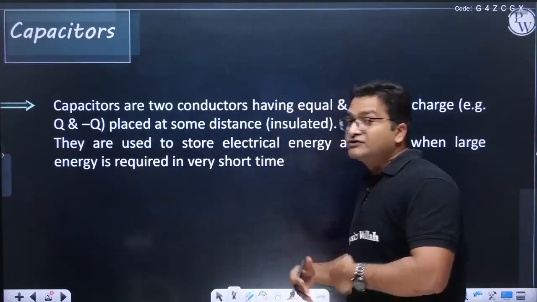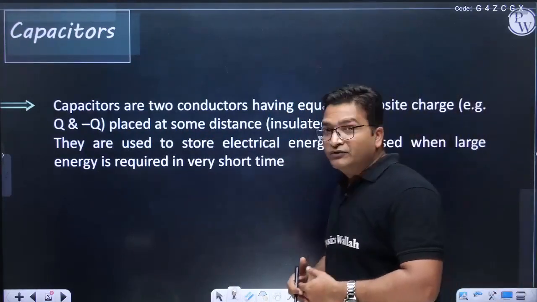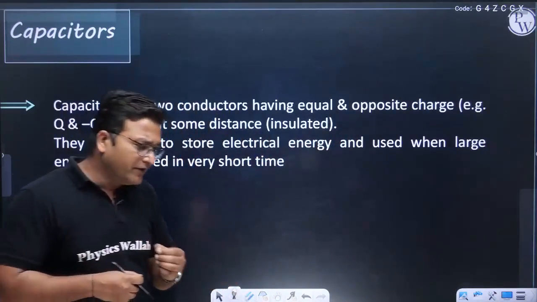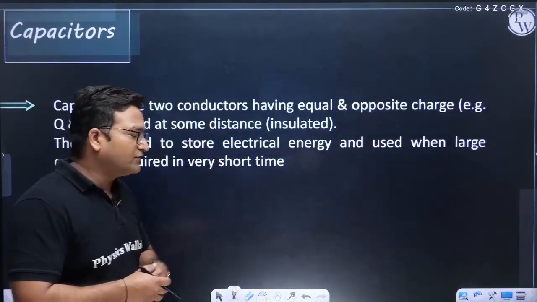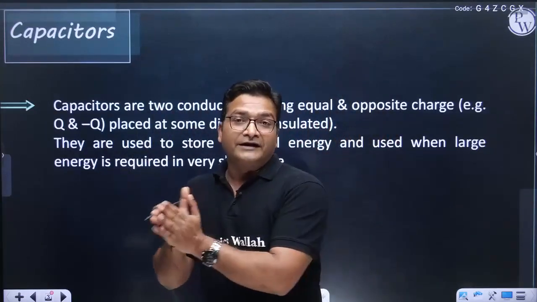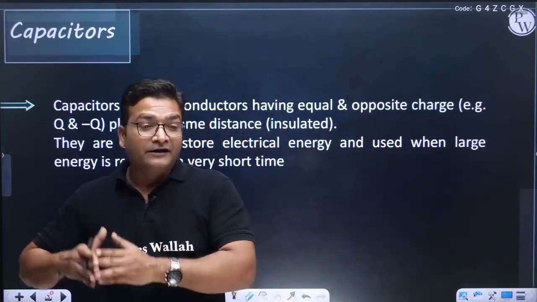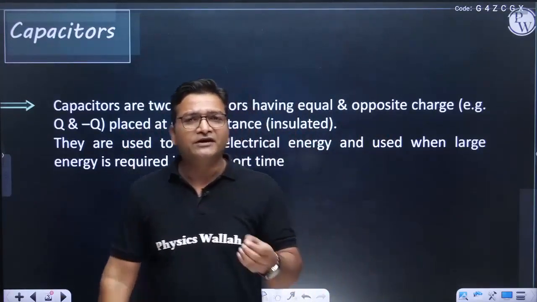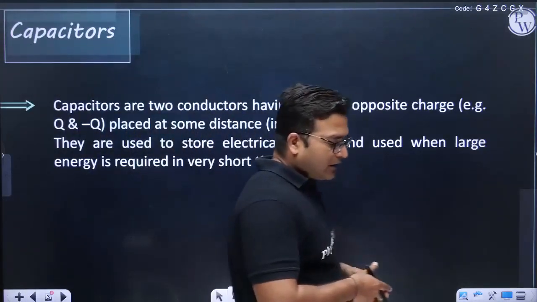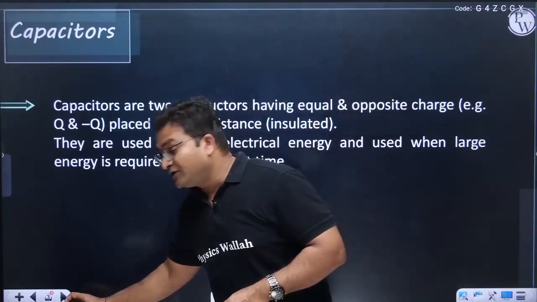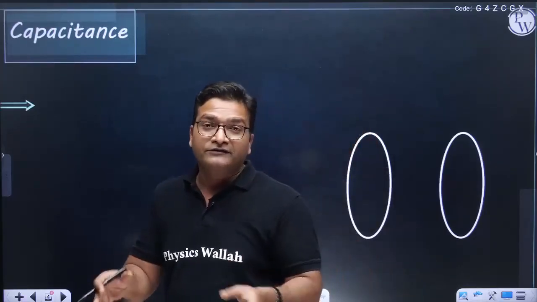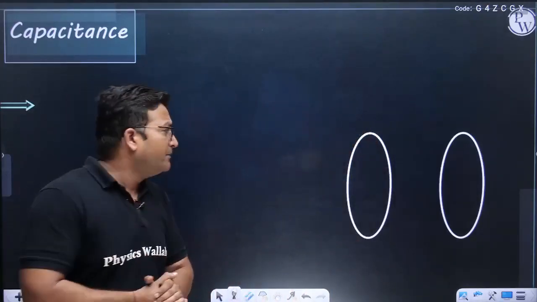Okay, they are used to store electrical energy and used when the entire energy is needed in a very short span of time, because a battery cannot do this. A battery will give you energy, but it will do so at its own rate. But capacitors can deliver all the energy within no time, or within a few milliseconds or microseconds. So remember this, capacitors are basically two conductor devices having plus Q and minus Q charge on their two conductors, and there is some gap or insulation between them.